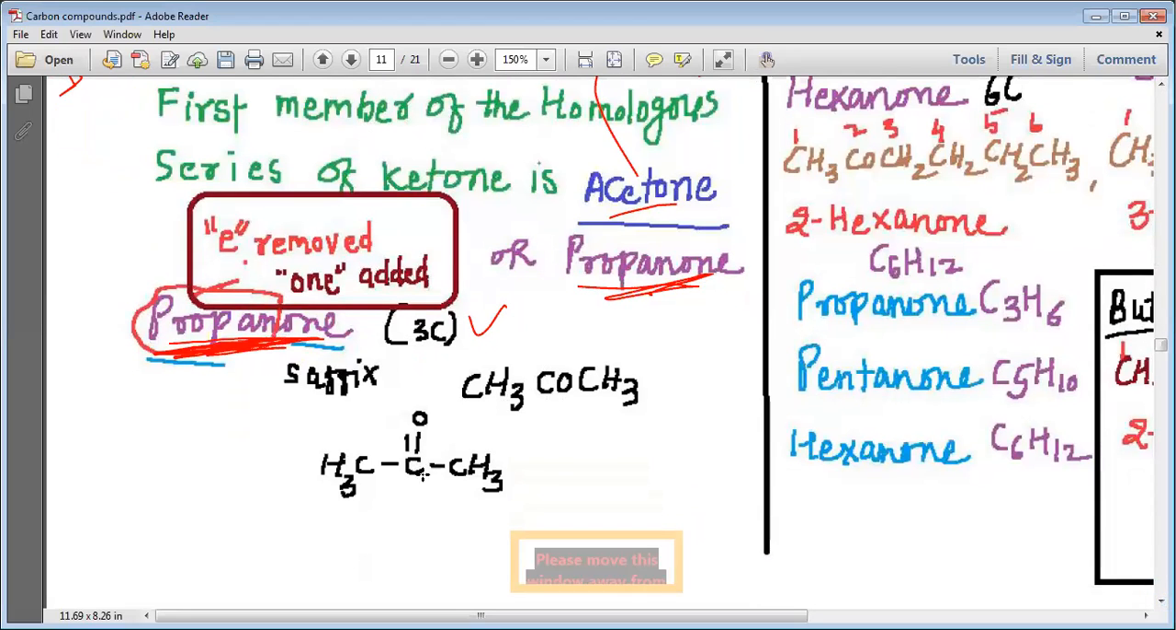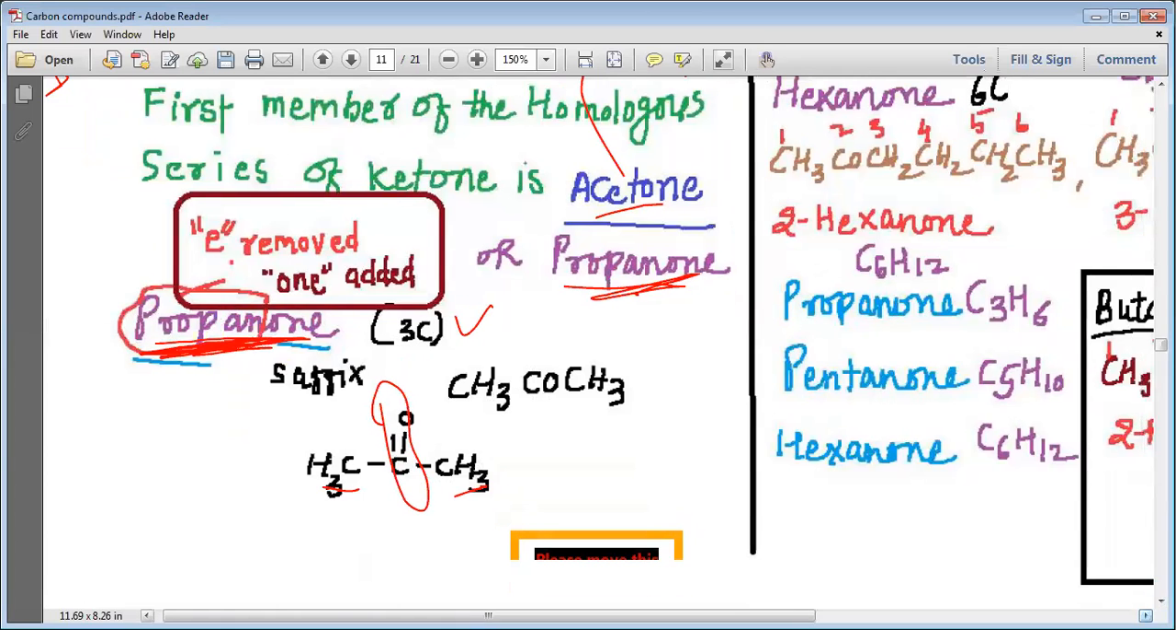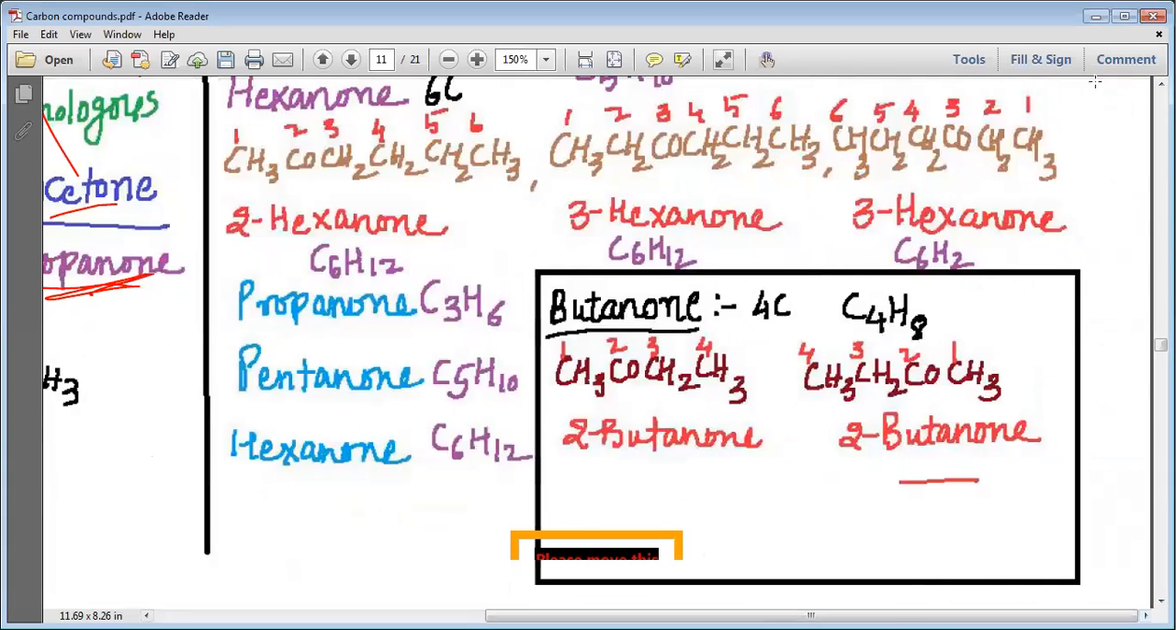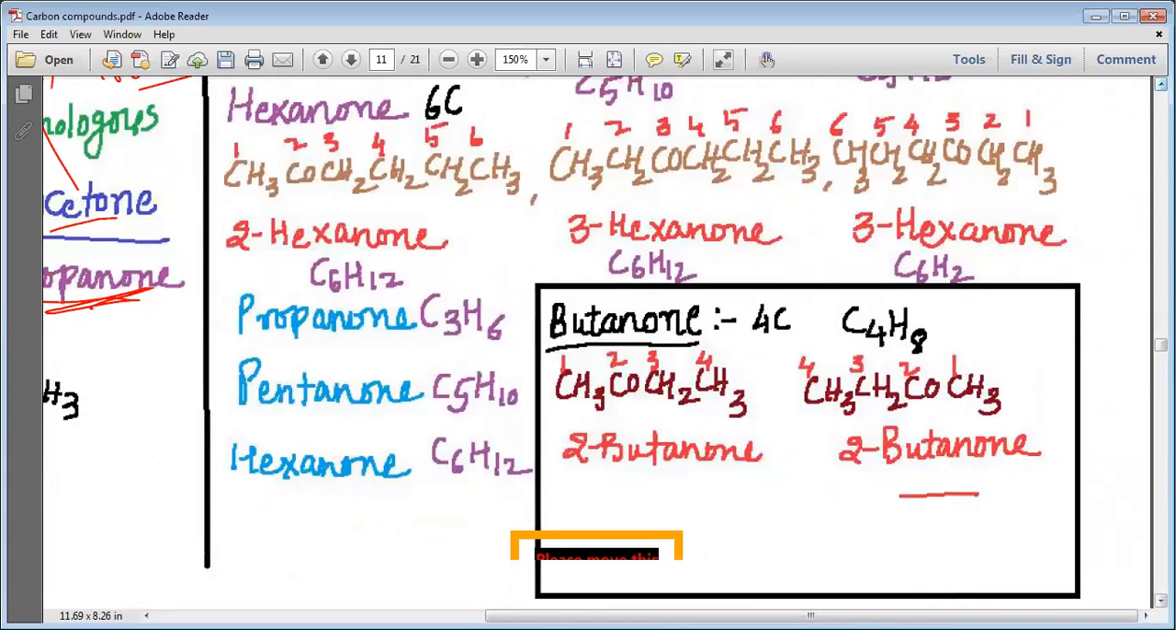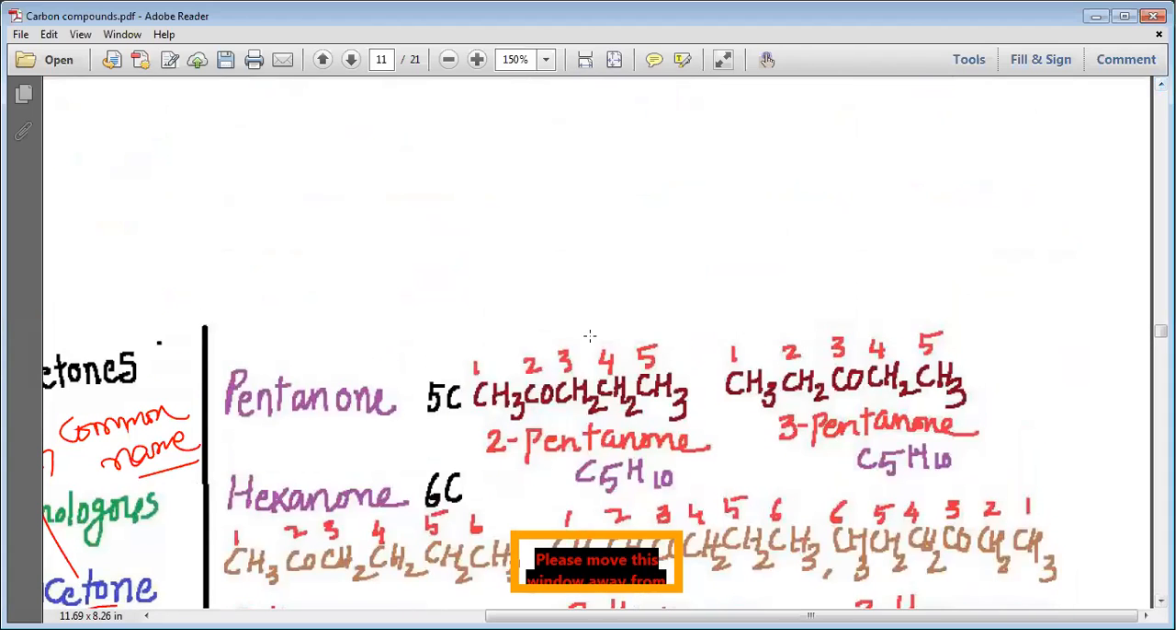You can see that with this C double bond O, we have two CH3 groups bonded to it, and this is how, my dear students, we get the propanone. Now, my dear students, we can study about the other members. From propanone, we can move to the butanone.